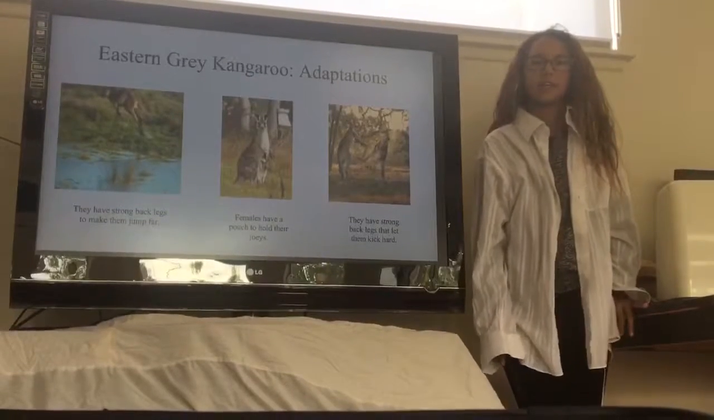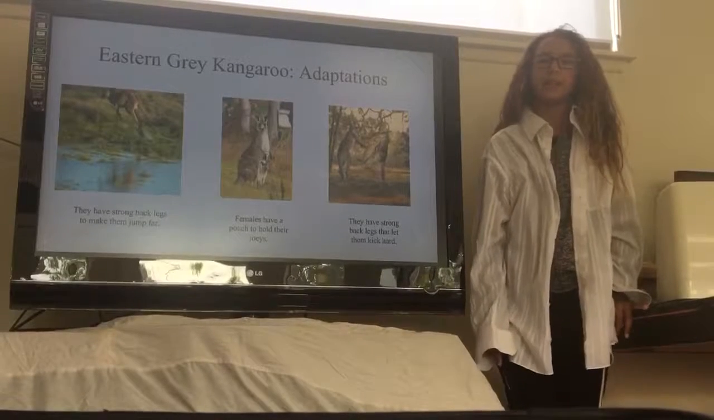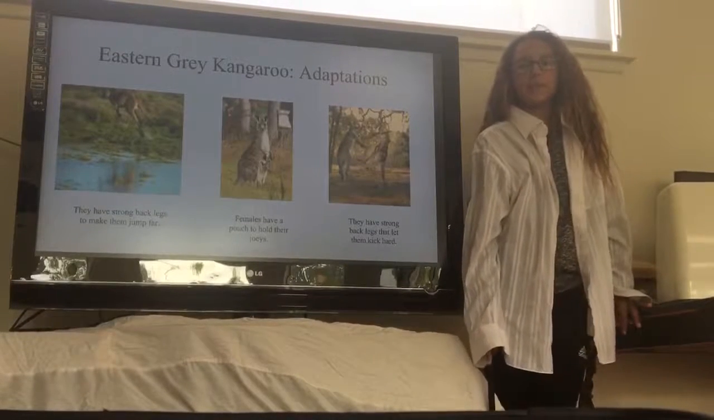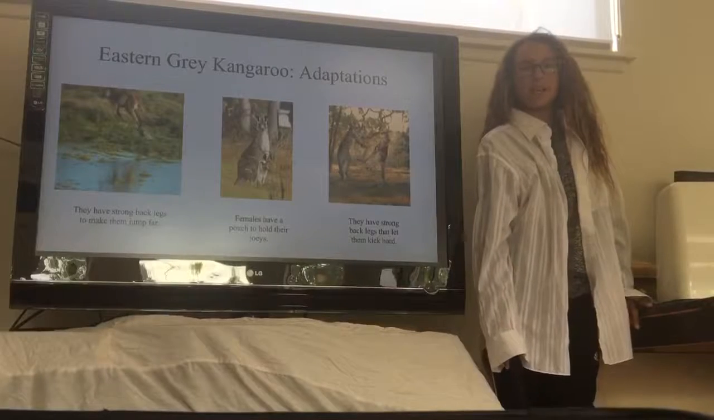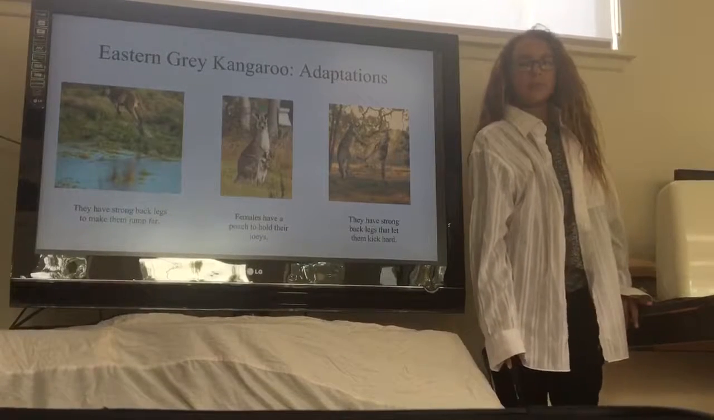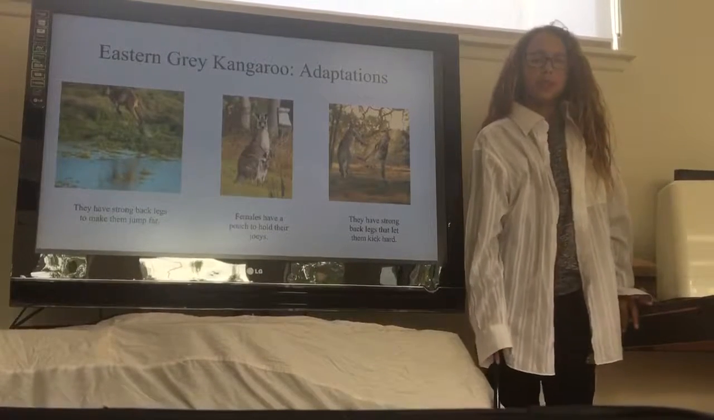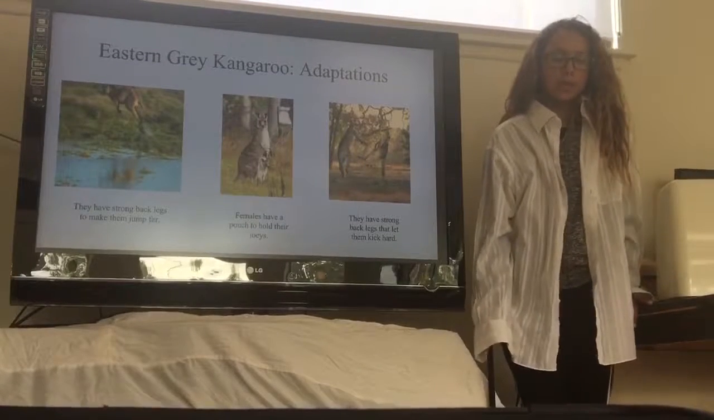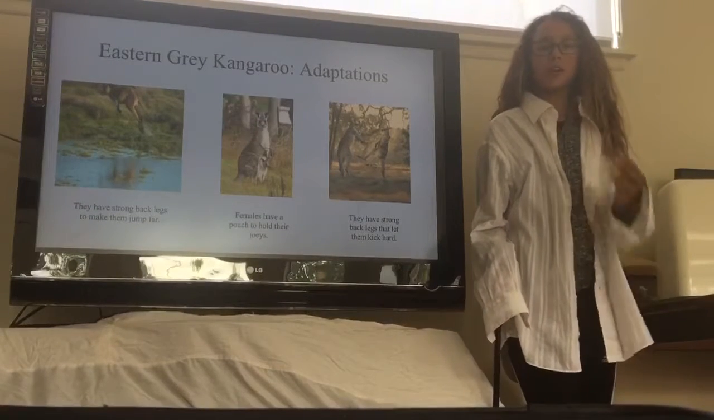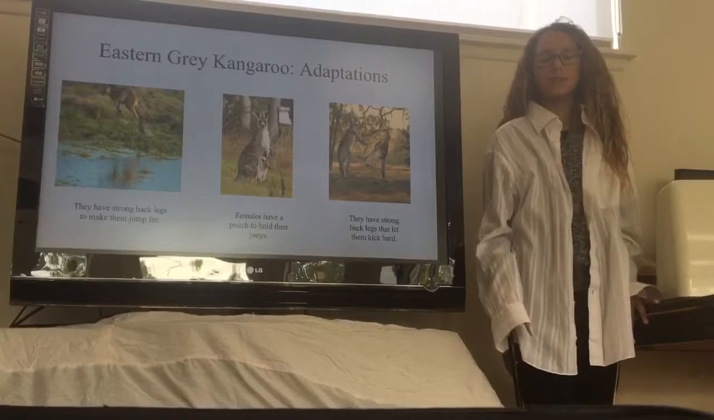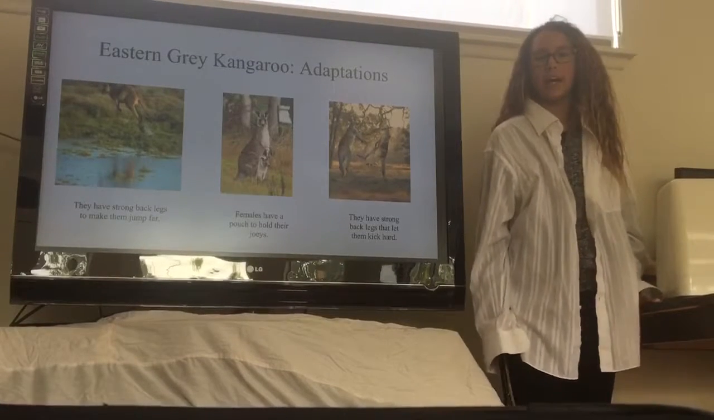The eastern grey kangaroos send a warning sound by thumping on the floor with their feet, and because of this thumping sound, it saves other animals or kangaroos from being attacked by predators. They have very strong hind legs, which help them to jump very high.